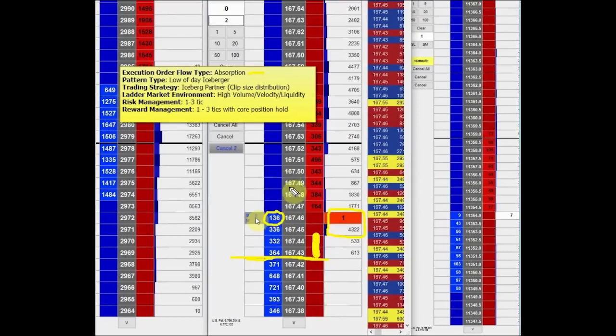between 1 to 3 ticks, and maybe building one little core position. So you could put in 2 lots, another 2 lots, and then you're executing out for a couple of ticks. So just remember, that's how you want to execute this trade, where you're distributing your clip, you're scalping a few as the market blips up, and potentially holding a core position for the market to trade a little bit higher. And that's how you want to be executing this trade.